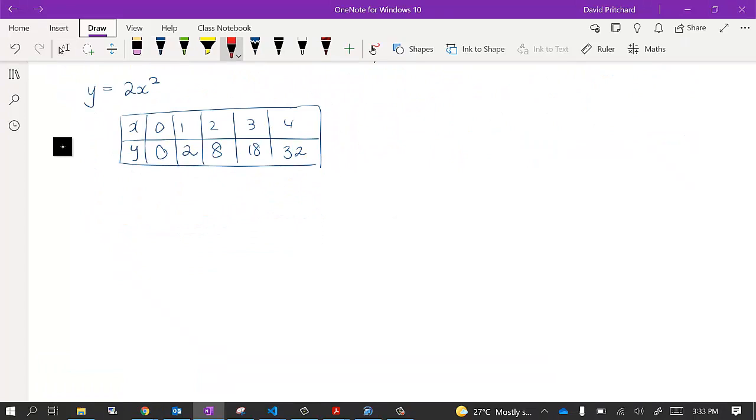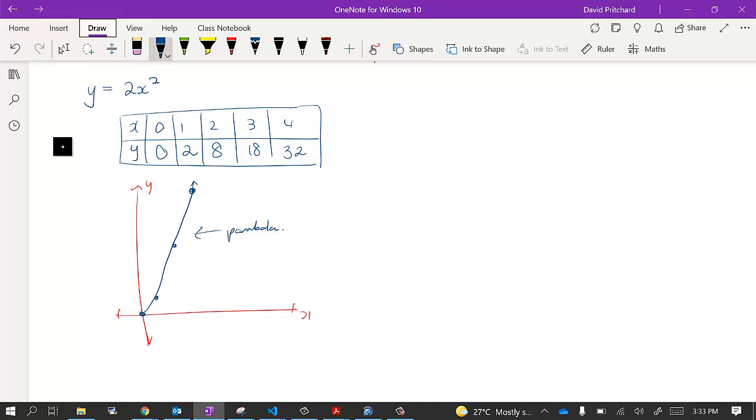Now if we sketch this as x versus y, then when we plot our points (0, 0), (1, 2), (2, 8), (3, 18), and so on, we get that classic shape, which is a reflection of the type of function that we're looking at. In this case, an x squared, a parabola.